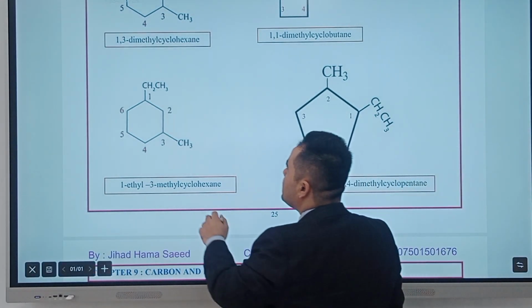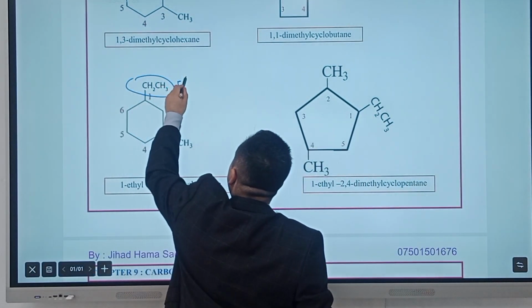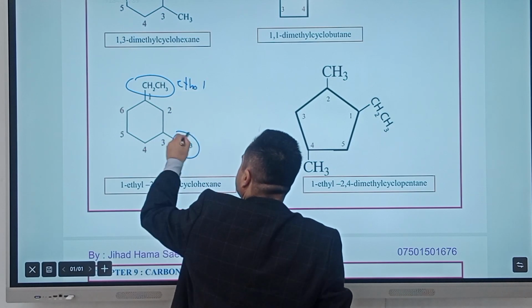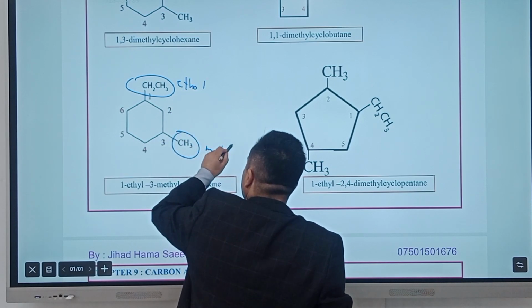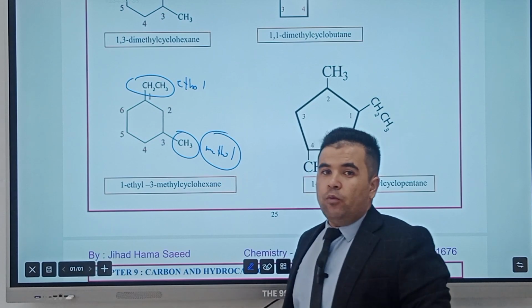In this example, we have CH2CH3, which is ethyl, and CH3, which is methyl. From which one do we have to start?